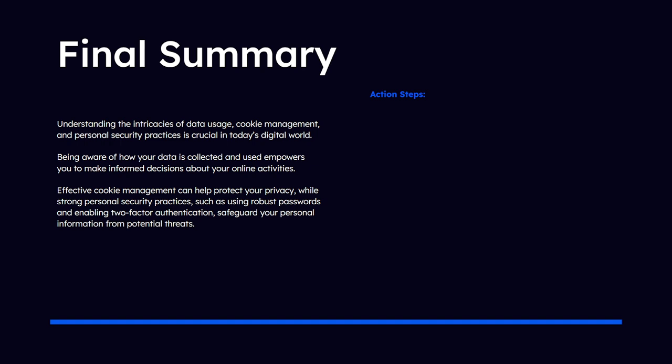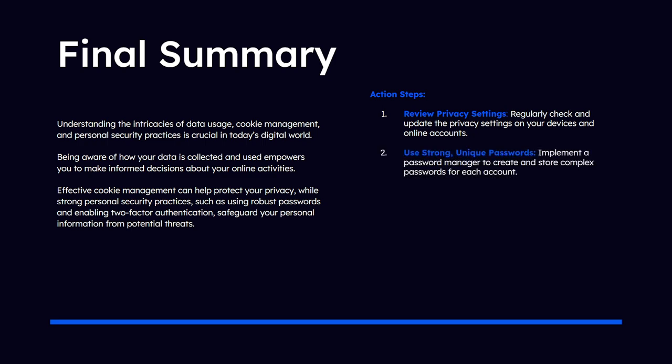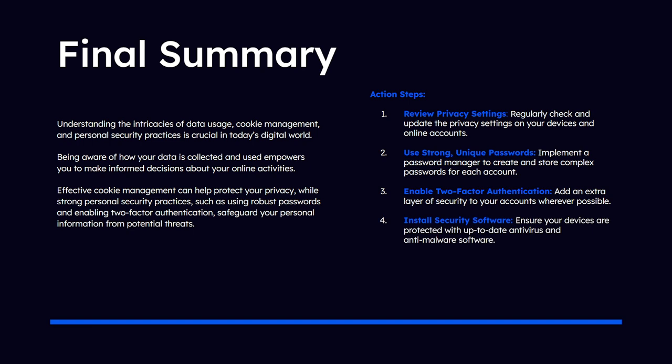Here are some action steps that you could take. Review privacy settings. Regularly check and update the privacy settings on your devices and online accounts and on the social media or websites that you use. Use strong, unique passwords. Implement a password manager to create and store complex passwords for each account. Enable two-factor authentication. Add an extra layer of security to your accounts where possible. Install security software. Ensure your devices are protected with up-to-date antivirus and anti-malware software.